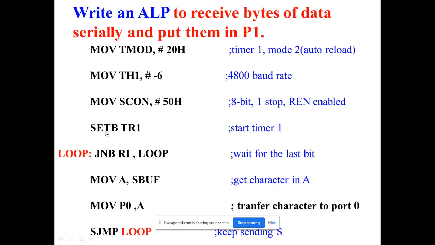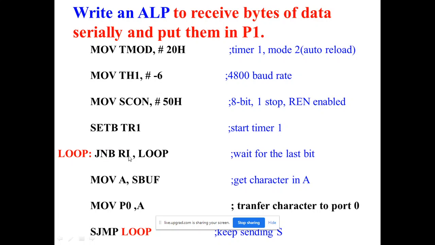Okay, then start the timer, then continuously check the RI bit. Suppose RI remains 0, which indicates that the data is not fully received. When RI becomes 1, only then do I come out of this loop. If RI is 0, it means reception is in process.